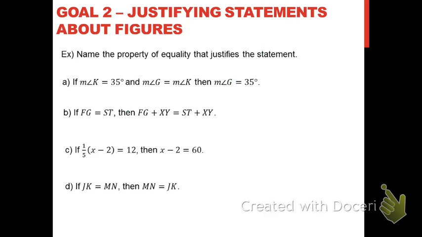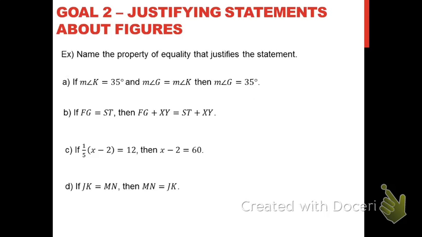One of the things that I need you to be able to do is simply to look at some conditional statements. That just means if-then statements. And to understand what property or postulate or theorem you can use to justify the conclusions being made by those statements. Alright, so for instance here, if the measure of angle K equals 35 degrees and the measure of angle G equals the measure of angle K, what property of equality can you use that would justify the fact that the measure of angle G is also 35 degrees?